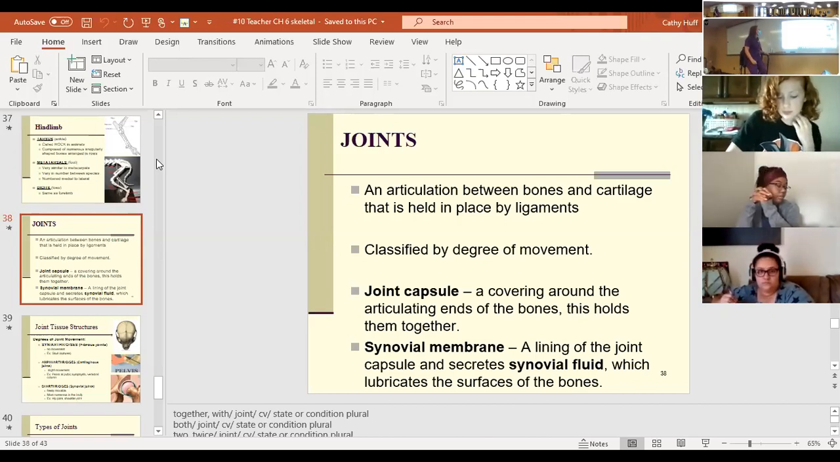So that's going to lubricate the surface. And then we've got these other little shock absorbers, like the bursa. What would it be if I had inflammation of my bursa? Bursitis. What would it be if I have inflammation of this joint? Any joint would be arthritis. So those are the basics behind our joints.